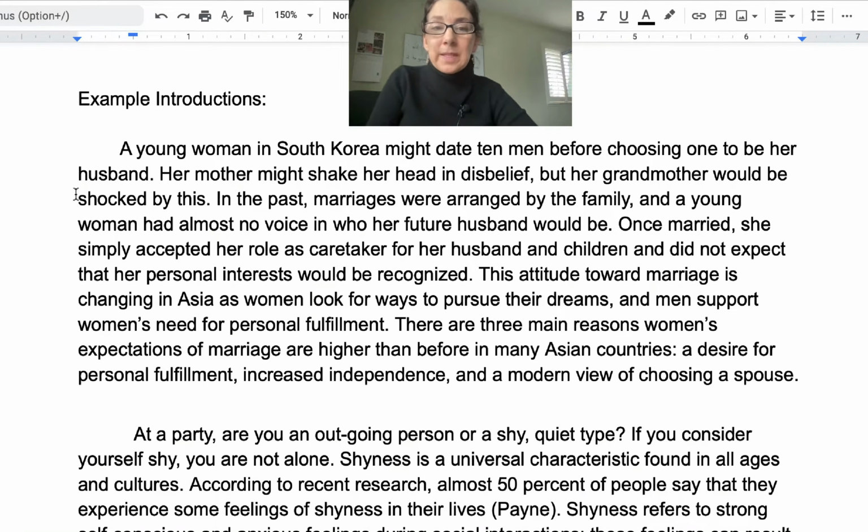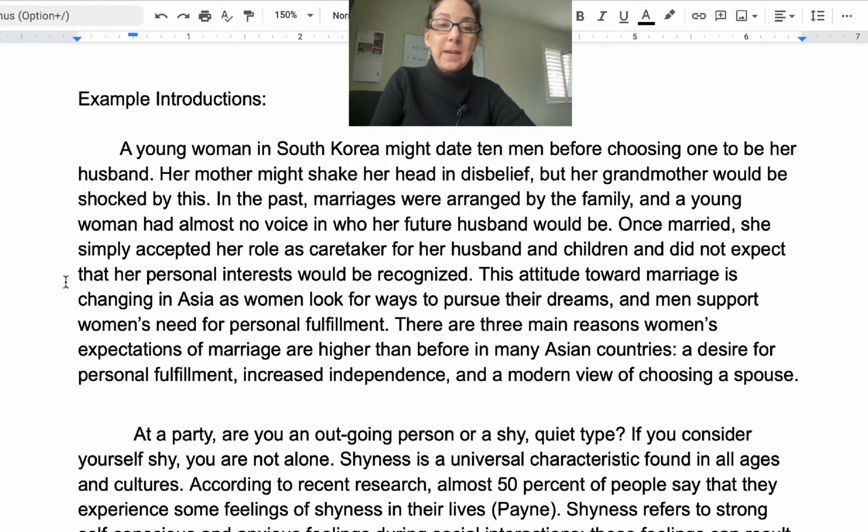A young woman in South Korea might date 10 men before choosing one to be her husband. Her mother might shake her head in disbelief, but her grandmother would be shocked by this. In the past, marriages were arranged by the family, and a young woman had almost no voice in who her future husband would be. Once married, she simply accepted her role as caretaker for her husband and children.